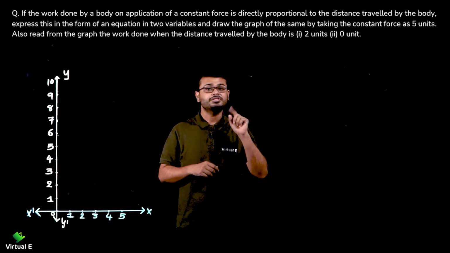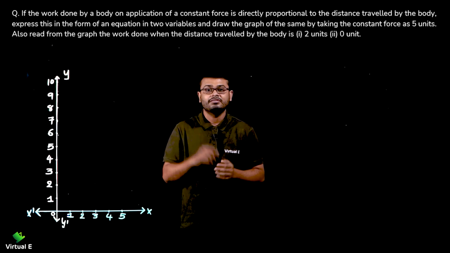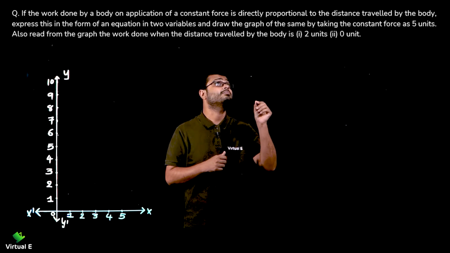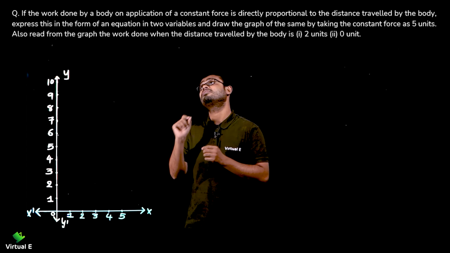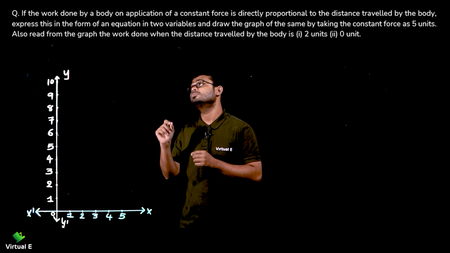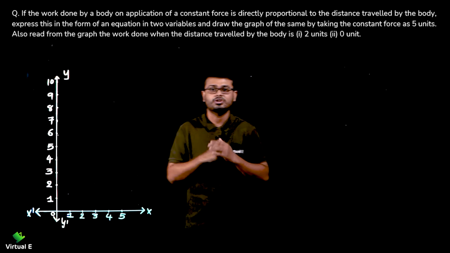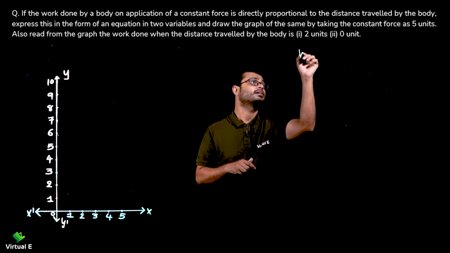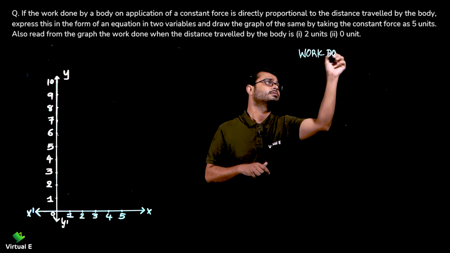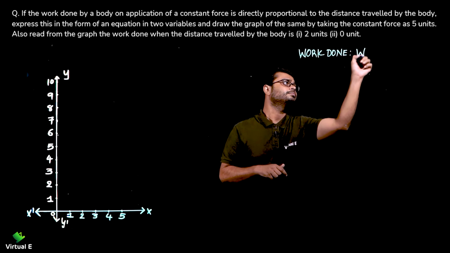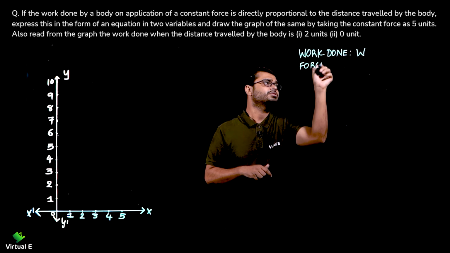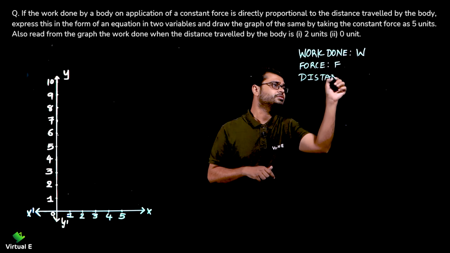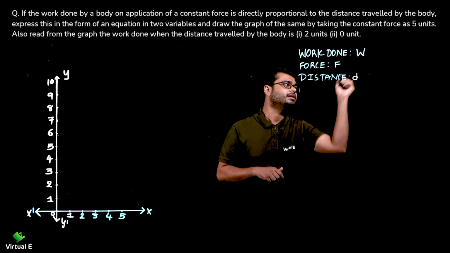Out of these three, which is the constant? It is mentioned that force is constant. So let's continue reading: distance traveled by the body, then express this in the form of an equation in two variables. First of all, let's talk about this expression. We have three quantities: work done, that is W, force, that is F, and distance, that is D.